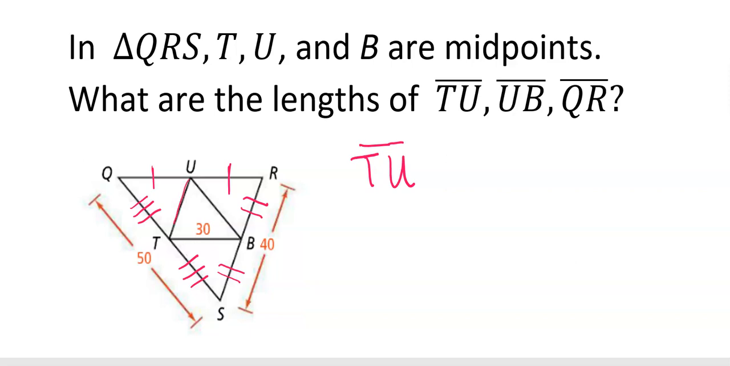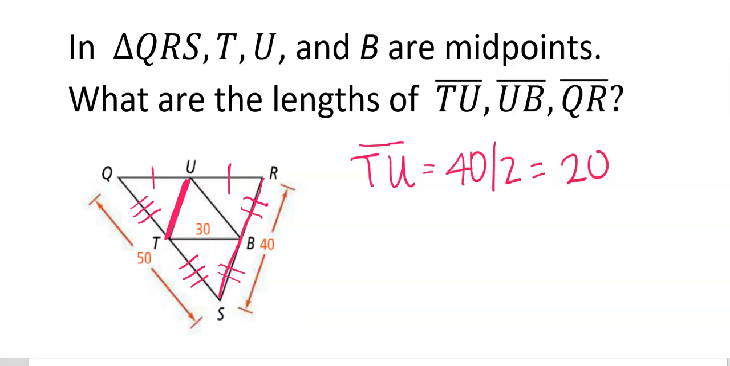So for TU, we're using this one. What one is parallel to that, since we know they're all midsegments? RS. So we're looking at these two. RS is 40. How much would TU be? 20. Okay, so if you know the long one, you half it. If you know the short one, you double it. So TU is going to be 40 divided by 2, which is 20.